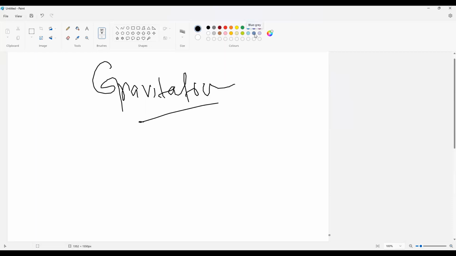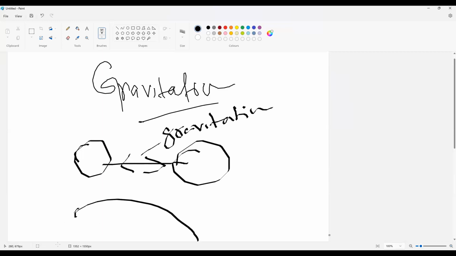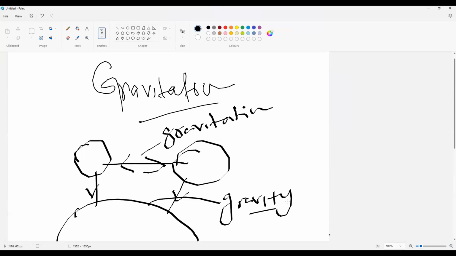Yeah, the gravity is different from gravitational force, that I know. What can be the difference? Let's see, if there are two objects, this is the force between these two. We can call it gravitation. And suppose this is our Earth. The force which is exerted by the Earth on these two objects, this is gravity. Understood the difference between these two?